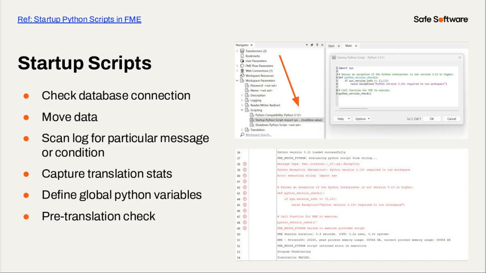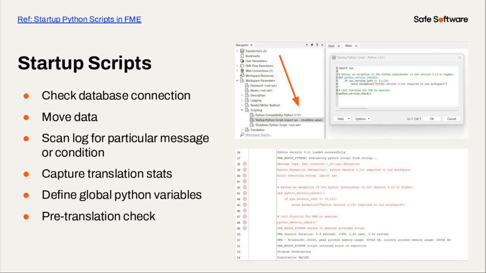The screenshot also shows how to set up a startup script. It's on the Navigator tab here under Workspace Parameters and then Scripting. That's just where the arrow is pointing in the screenshot. You can set up both the startup and shutdown scripts here, as well as view or change your Python compatibility. Just a quick note about Python compatibility. As of 2024.0, Python 3.7 has been deprecated, so you must use 3.8 or above.